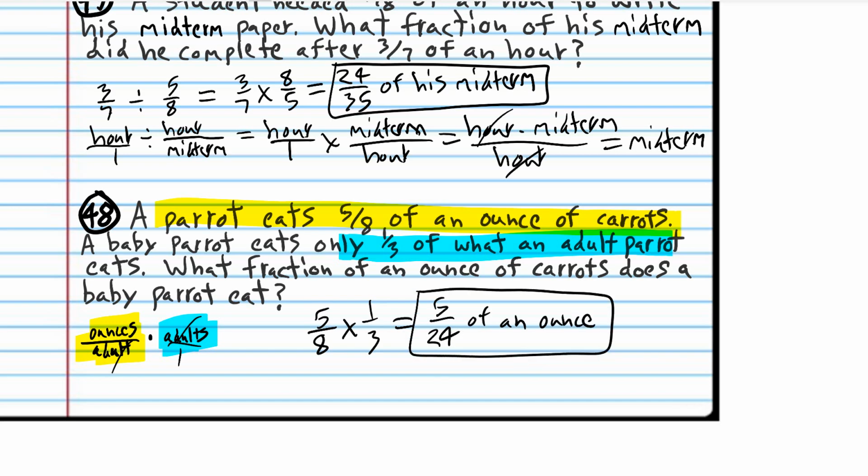And we can also look back and see if that actually makes sense. An adult parrot eats 5/8 of an ounce. If the baby parrot eats 1/3 of what the adult eats, then that's going to be smaller than 5/8, and 5 over 24 is smaller than 5/8, even though 24 is a bigger number. Now you might wonder why that is. Well, think about it. If you have a pizza, you divide it into 8 parts. Those parts are going to be bigger than if you divide a pizza into 24 parts, right? So 5 out of 24 is much, much smaller than 5 out of 8. All right, so we know we did that correctly.